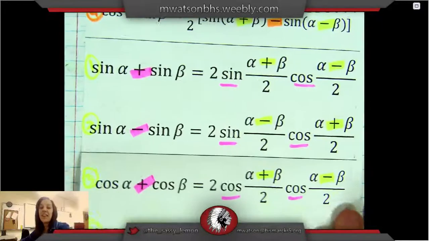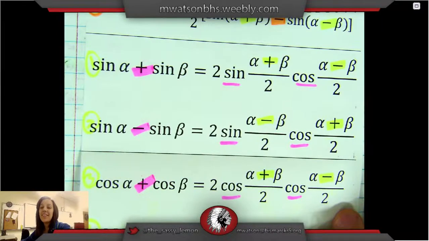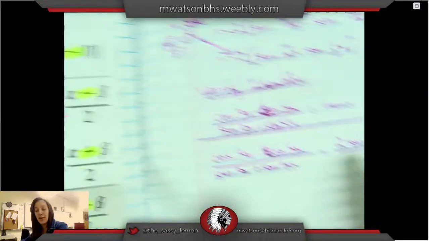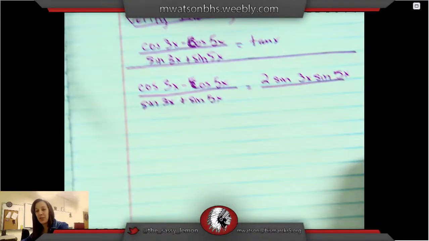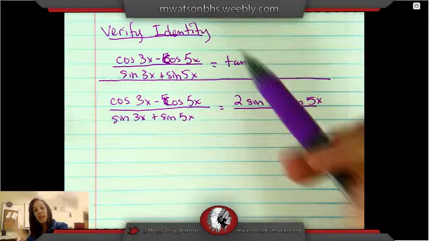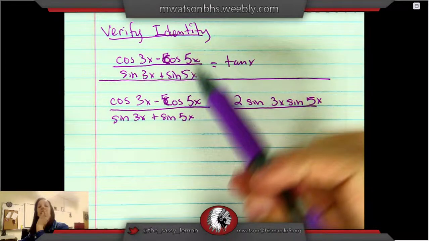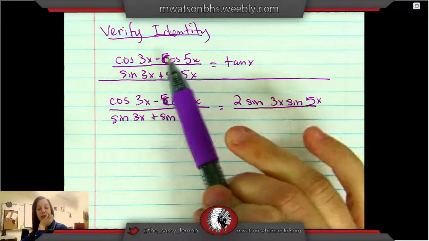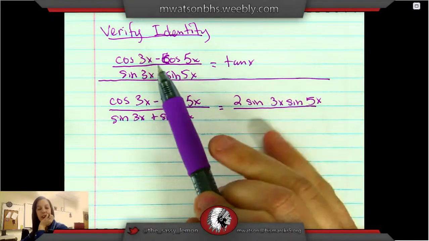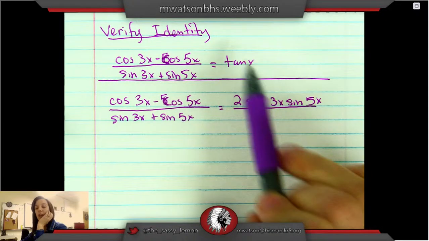Okay, so I just started my identity and I totally messed it up. So this is a restart video, okay? So over here on page 70, I want you to write verifying identities. The identity we're verifying is this big mess right here. And obviously we're going to start with the left and work towards trying to get tangent. Now, pause the video and go ahead and write this down.